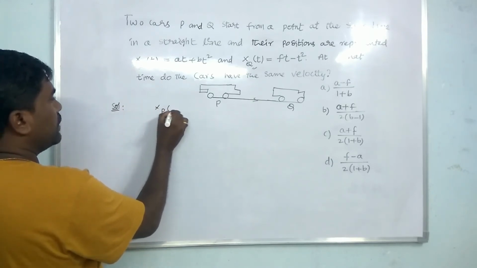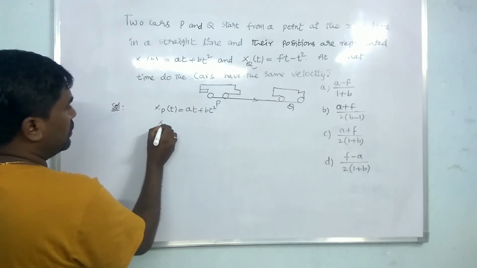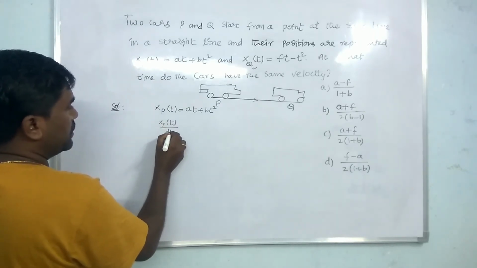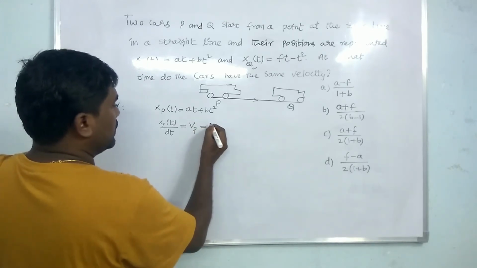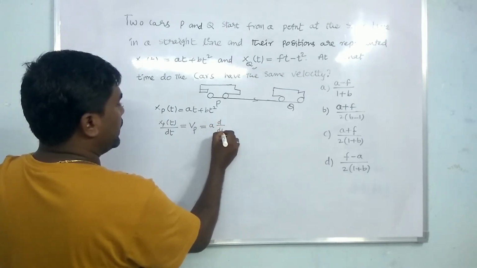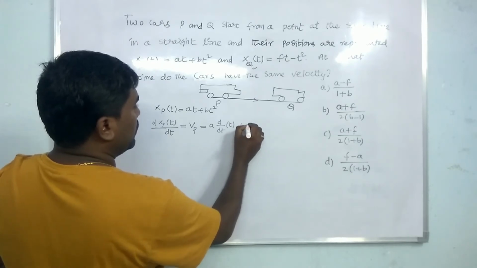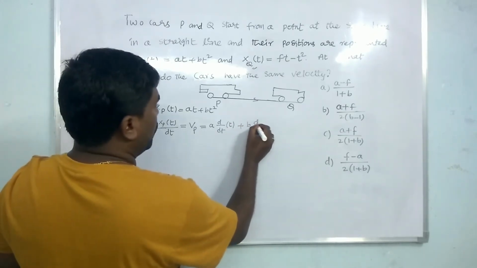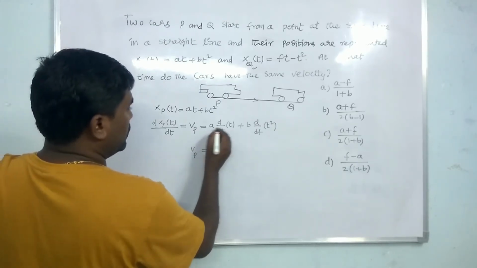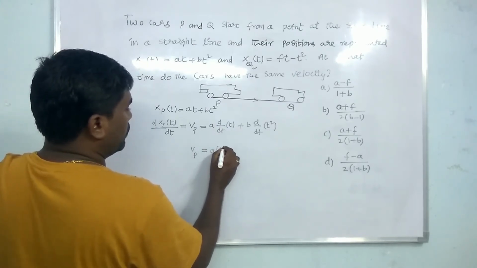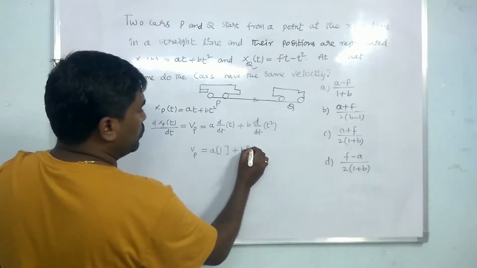x_P(t) is equal to at plus bt squared. The velocity of the car P is the derivative dx_P(t)/dt. So v_P is a times d/dt of t, which is equal to 1, plus b times d/dt of t squared, which is equal to 2t.